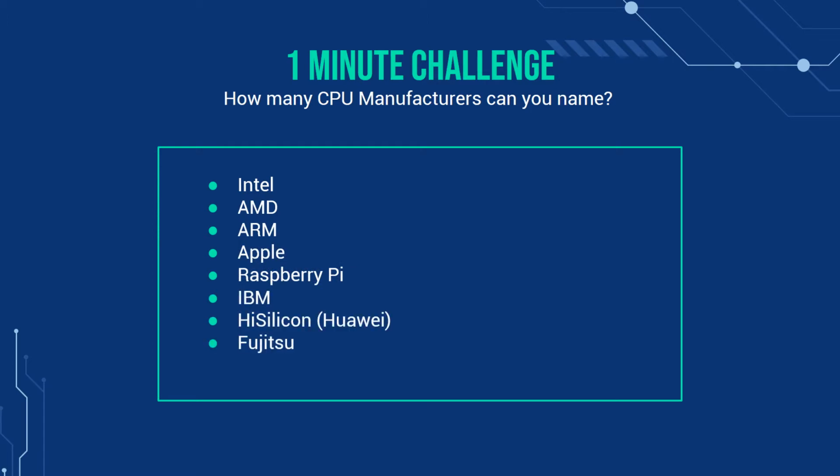You have 1 minute. Can you write down as many CPU manufacturers as you can? Hopefully you've come up with some of these: Intel, AMD, ARM, Apple, Raspberry Pi, IBM, HiSilicon and Fujitsu.